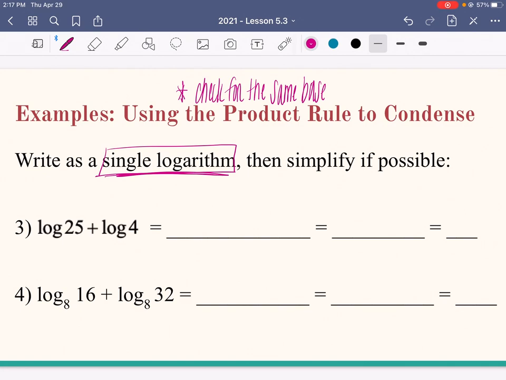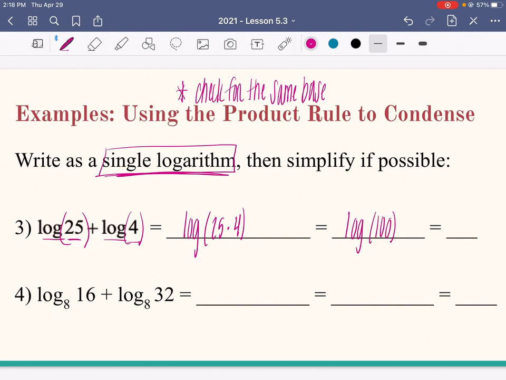Okay, so we've got log of 25 plus log of 4. The base here is 10 because these are both common logs. Okay, so we're going to combine this to get log of 25 times 4. So that's what product rule says. You take the insides, you multiply those together. And then log of 25 times 4 is log of 100.